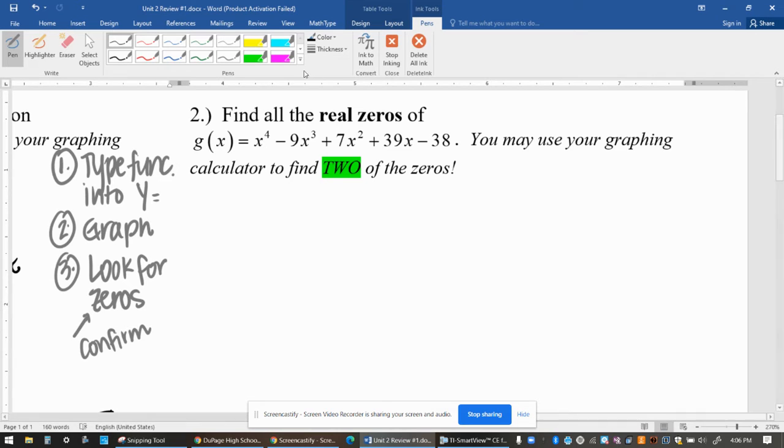Pause the video, type this function into your graphing calculator, and you're going to repeat the steps that we did for problem 1. Type the function into y equals, graph it, and look for where the function intersects the x-axis. Push play on the video when you are ready and have already graphed the function.